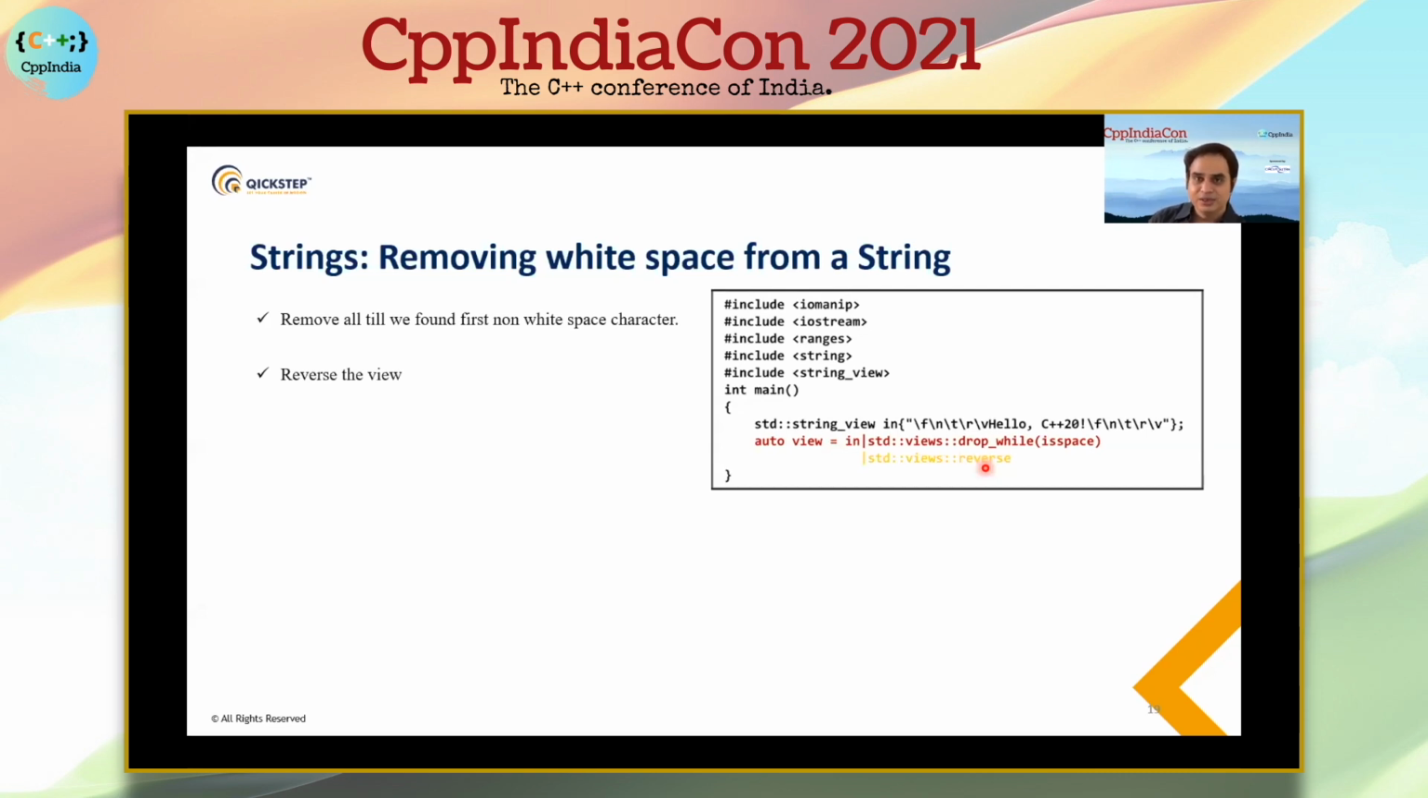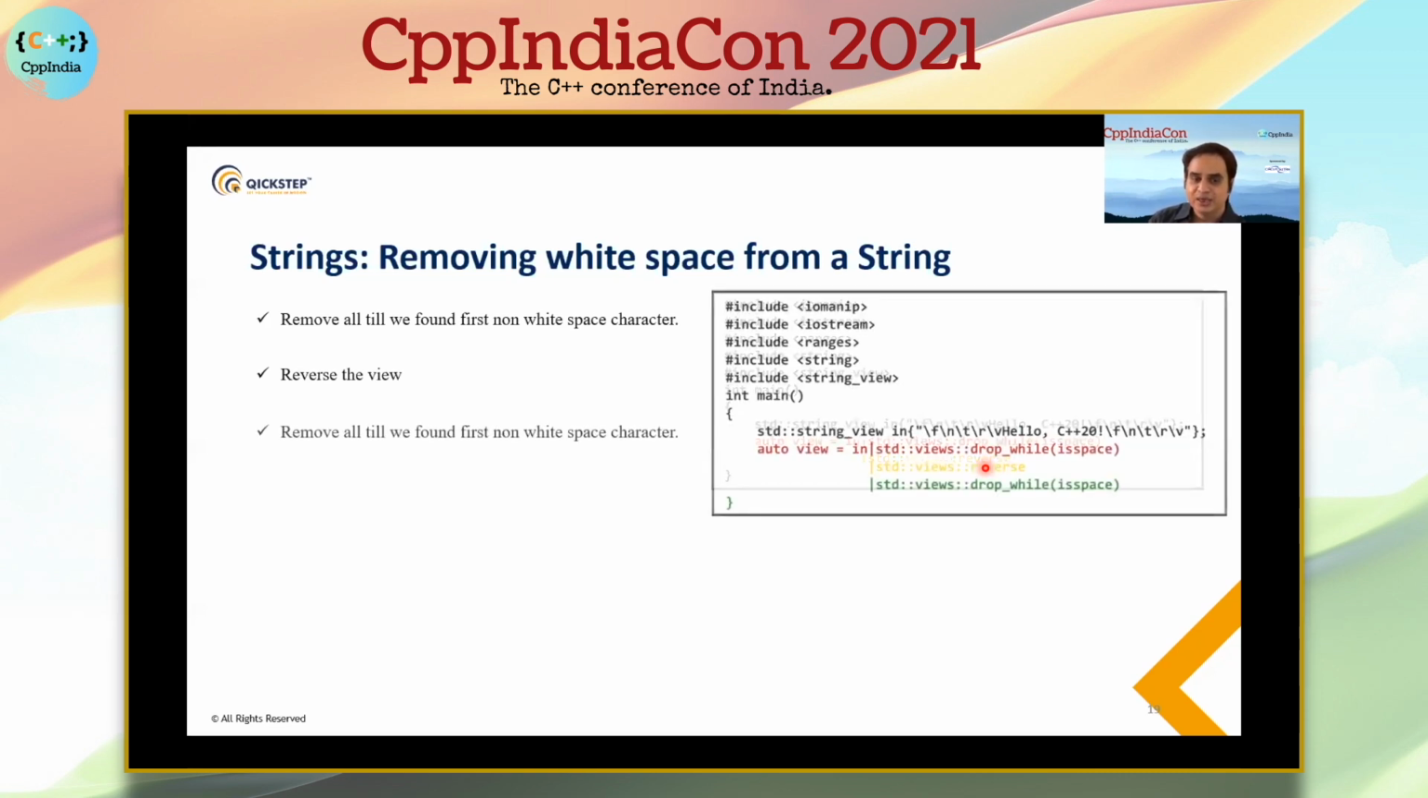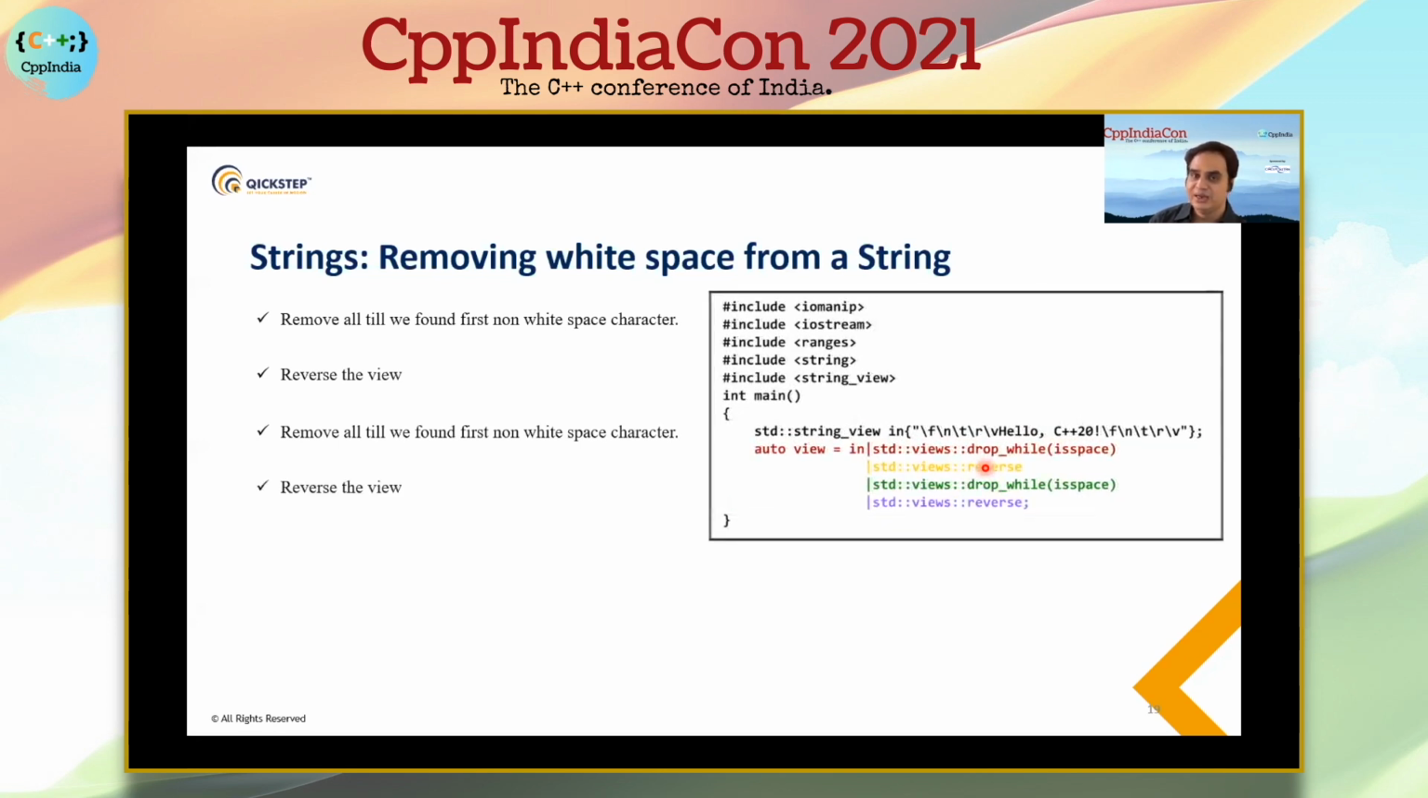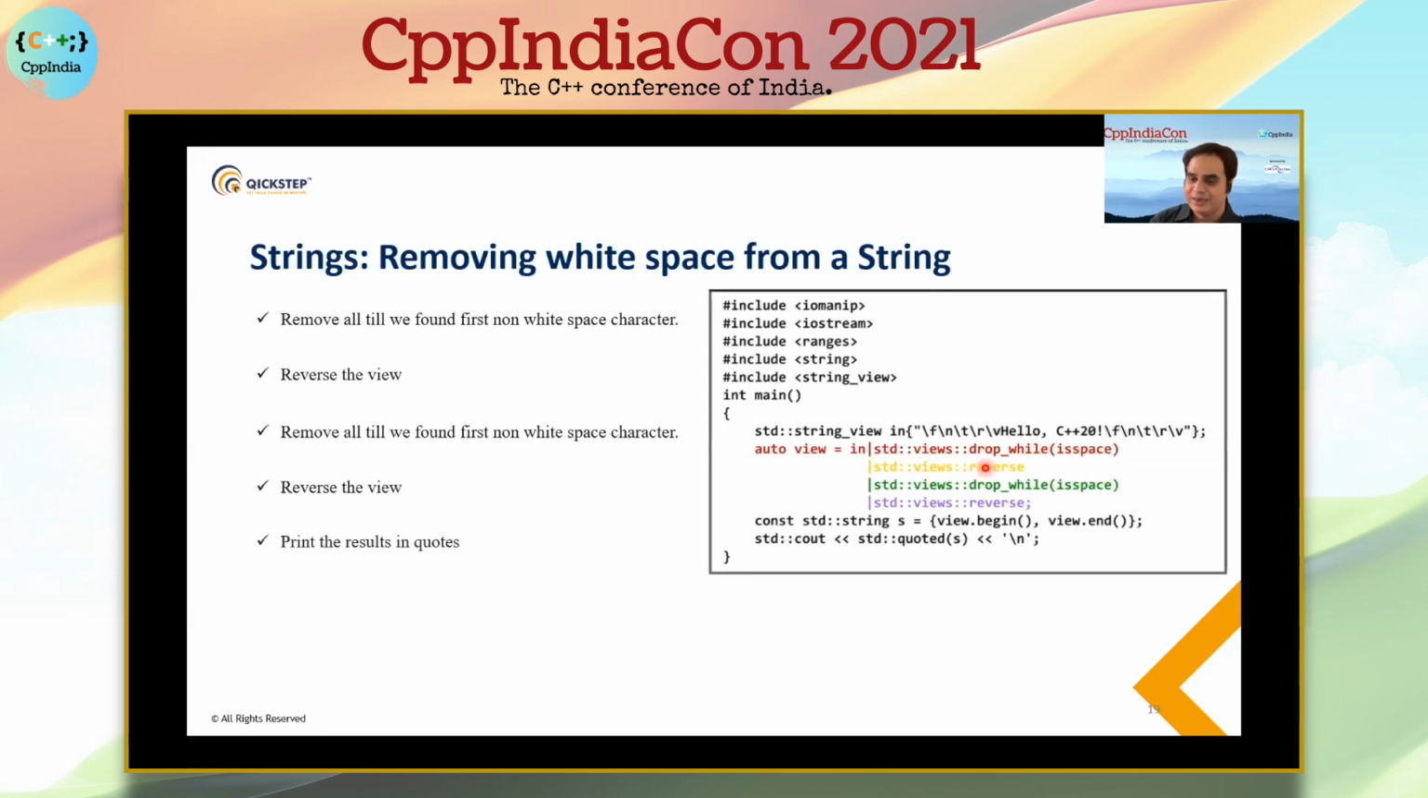Now, as I just showed you, after reversing we want to remove the characters at the front again. So I follow the same step I did in the first step. A simple statement: whatever view I got after reversing, I drop again. So finally I got the reversed string, then I reversed the view again, and finally if I print it, it becomes "hello C++20", which is what we wanted to achieve.